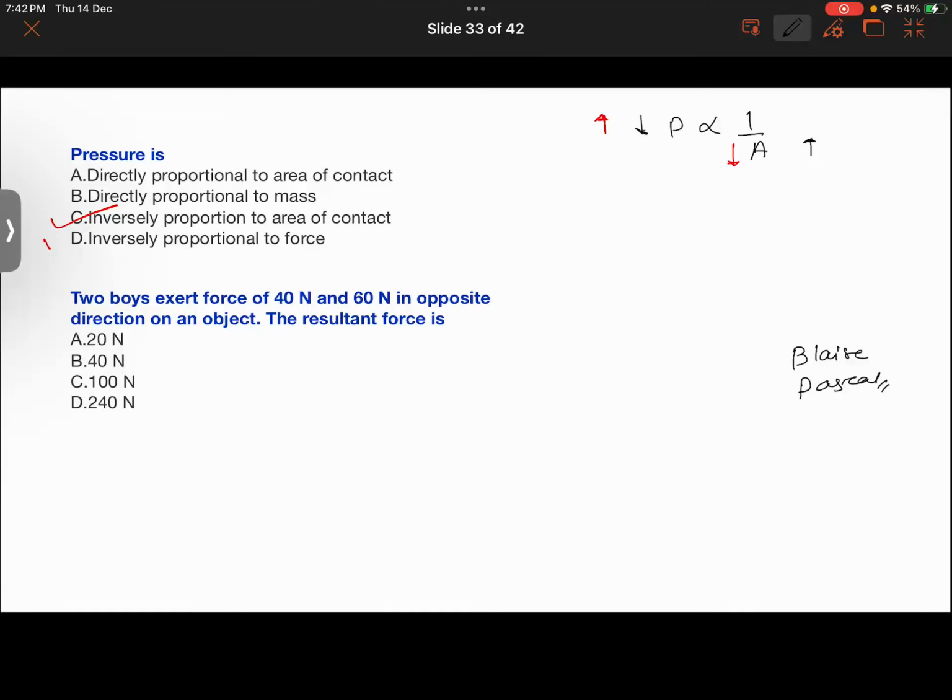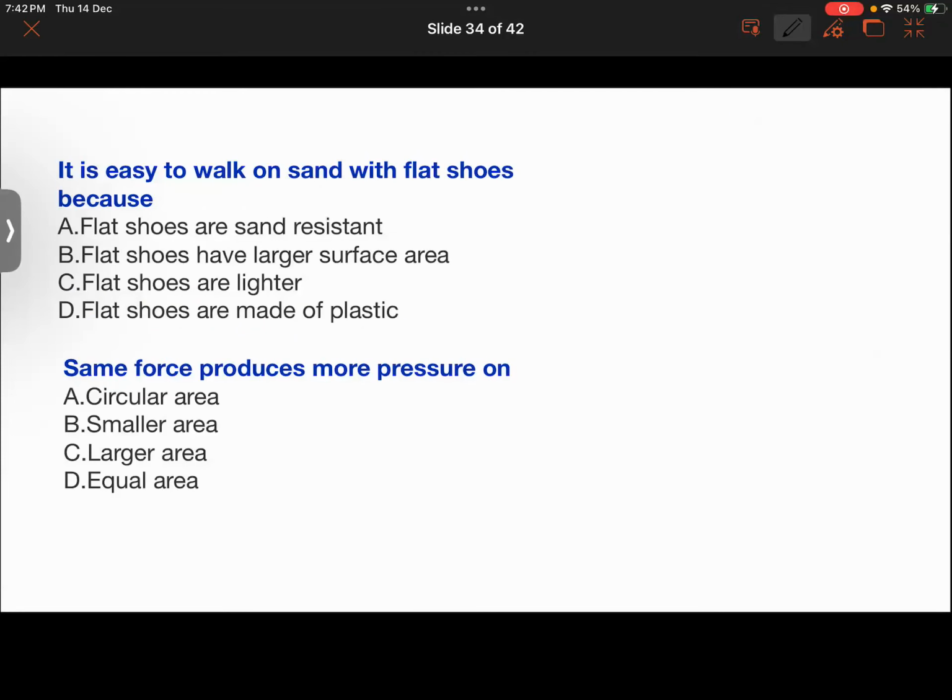Solve the next question. Sir, the answer is 20. It's 20 Newton. Okay, both of you are getting the same answer. That's 20 Newton. Good. It is easy to walk on sand with flat shoes because of larger surface area. Larger surface area, exactly. Next question.